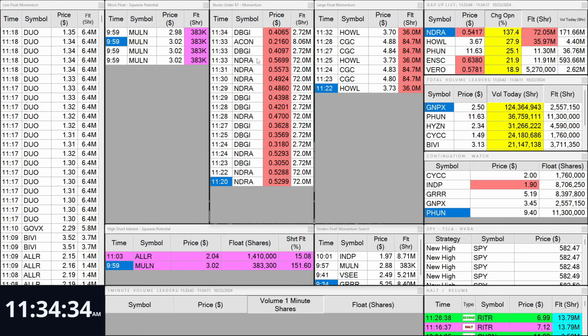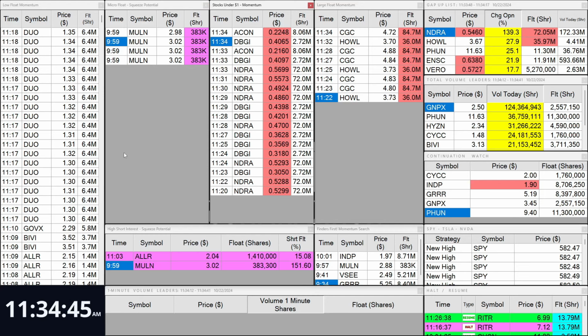Here's DBGI on this scanner here. This is stocks under $1 with momentum, so cheap stocks, right? So if you're looking for cheap stocks, maybe this is your group here. So 11:34, okay, we're getting an alert. Great. So that's letting us know. Here's Acon, 22 cents. So we can see these are all cheap. That's why they're in red. And I love the fact that we can change the color of these columns and really identify this information quickly.